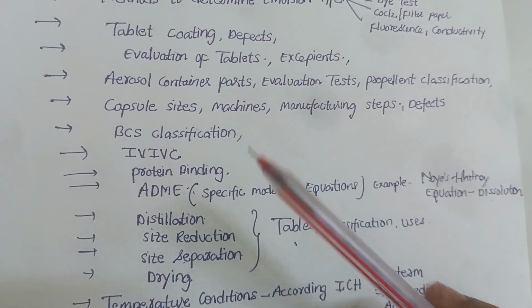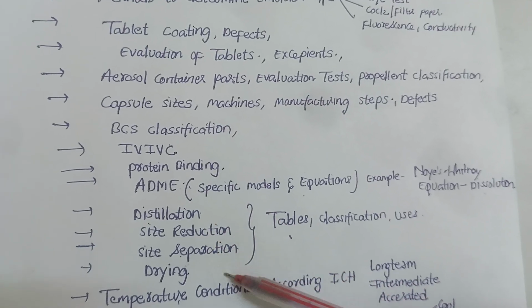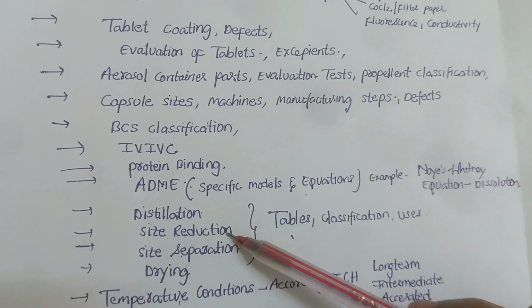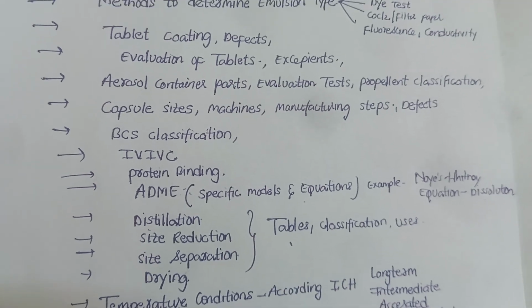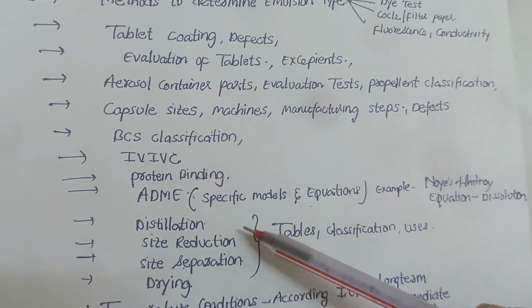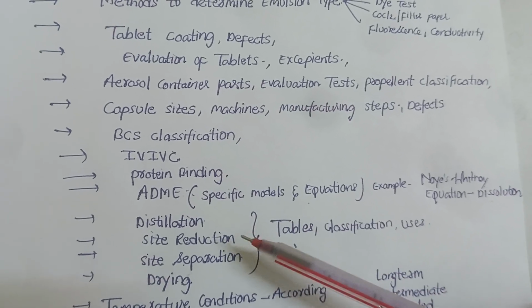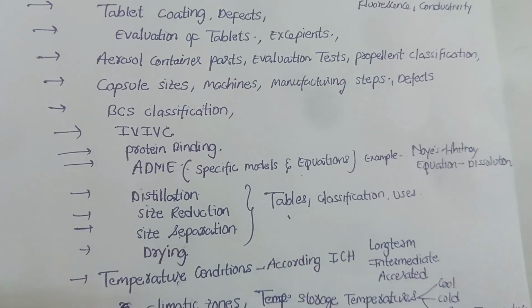Study all those things. And the distillation, size reduction, size separation, and drying, these are the four most important topics from unit operations. And study about those important tables and the classification and uses, specifically mentioned about these things: the distillation, size reduction, size separation, and drying.